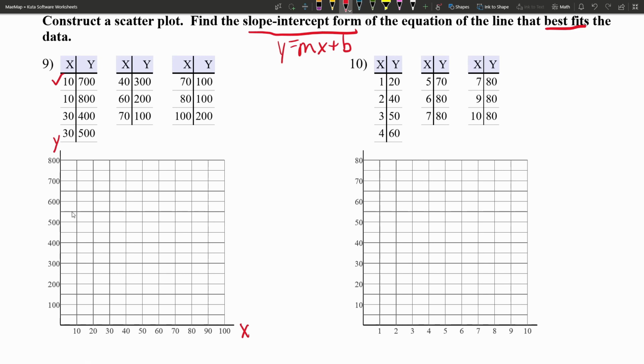So 10,700 would be here. Then we do 10,800, which is here. 3,400, which falls here. 3,500, which falls here. 4,300, going to 4,000, then 300. 6,200. 7,100. 7,100 again. So these 2 points fall right on top of each other.